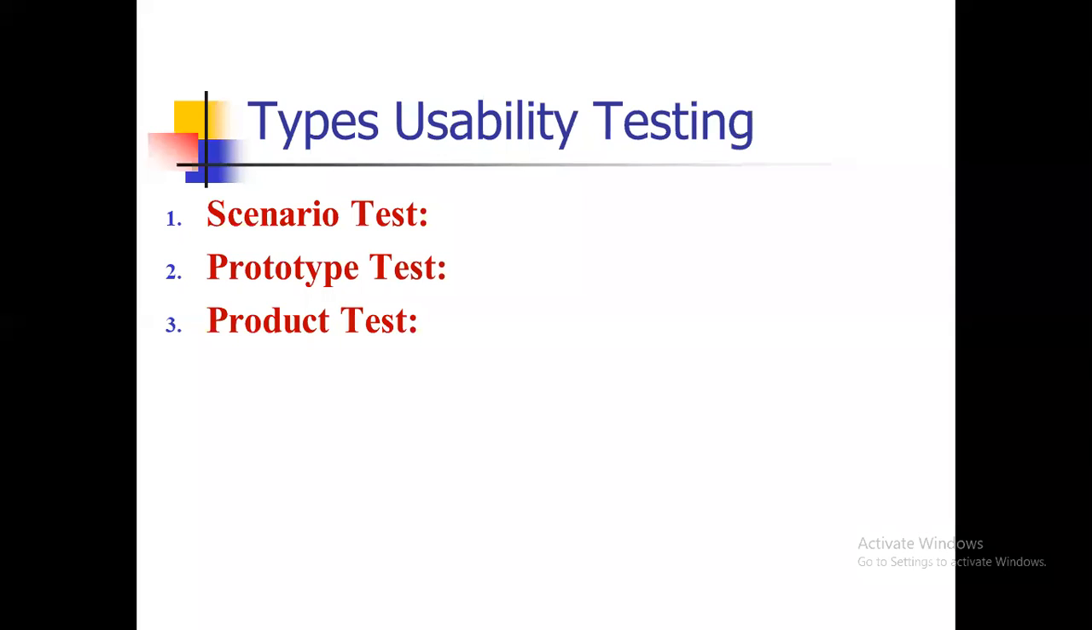Next one is the prototype test. This test provides us a realistic working view of the system. Then the product test. This kind of test is fruitful only after the software product completes its design and is accepted by the end user, or is user friendly for that user. So these are the three types of usability test: scenario test, prototype test, and product test.